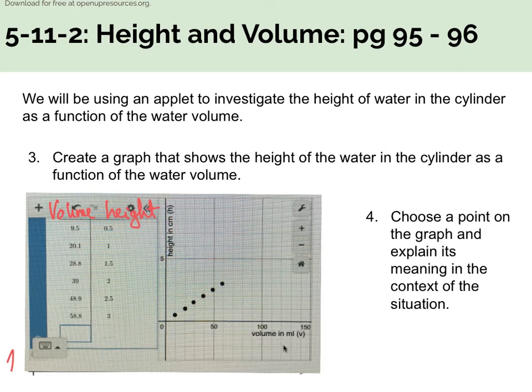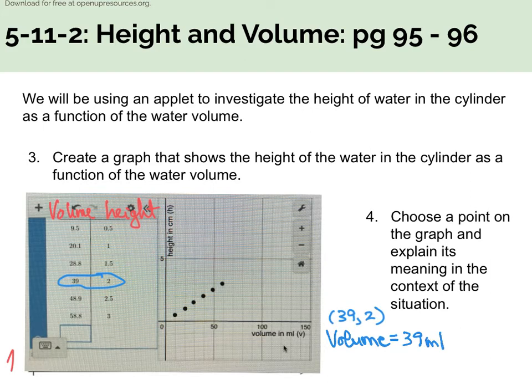So I'm going to pick this point here. That point is 39, 2. I'm going to go ahead and label it. So the first part, the 39, is the volume. Let's write that a little bit differently. We're going to say our volume equals 39, and let's put the measurements with it, milliliters.